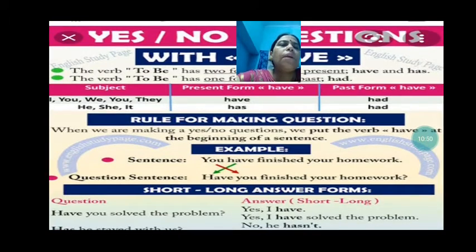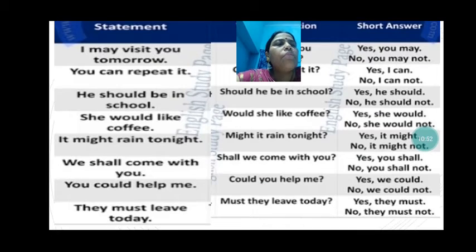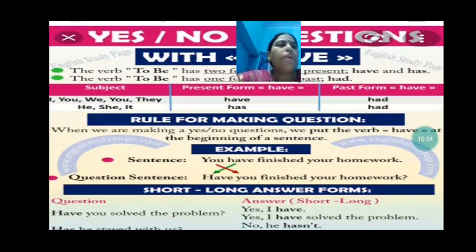Like when we are making a yes/no question, we put the verb have at the beginning of the sentence. You have finished your homework. How you'll ask the question: have you finished your homework? Now, how to answer? Have you solved the problem? Yes, I have. In short, you can say, yes, I have. If in long, it is said, yes, I have solved the problem.